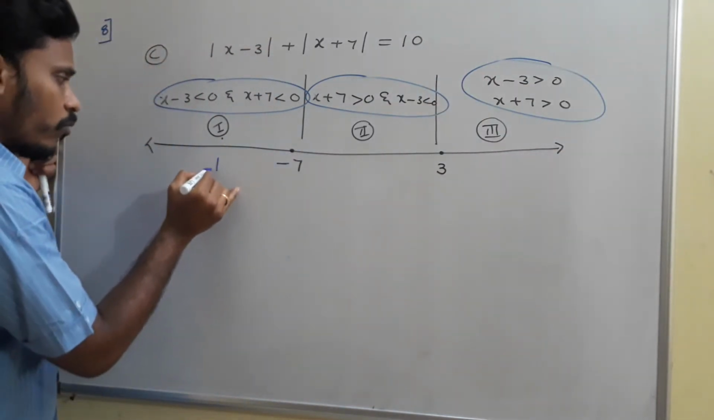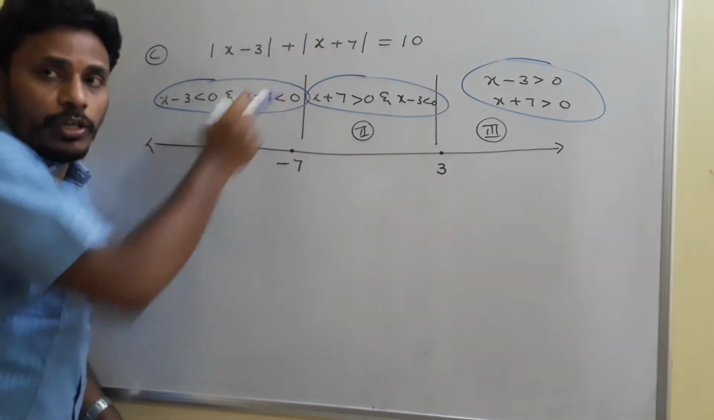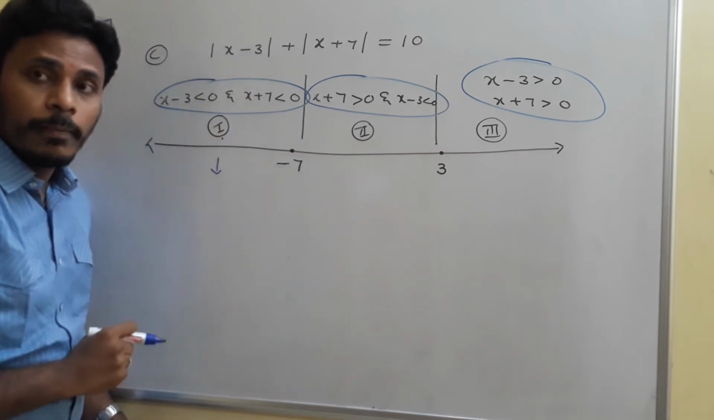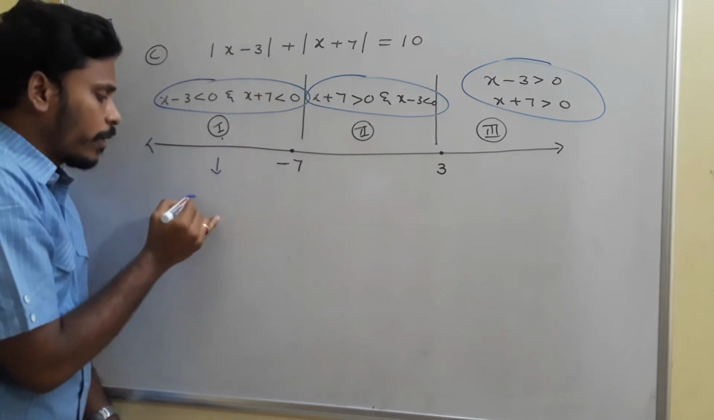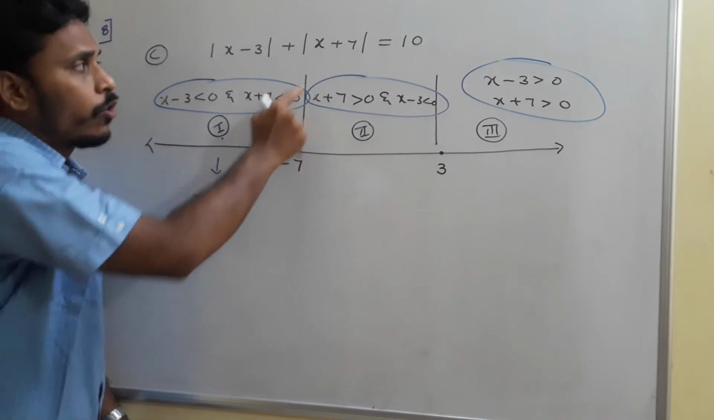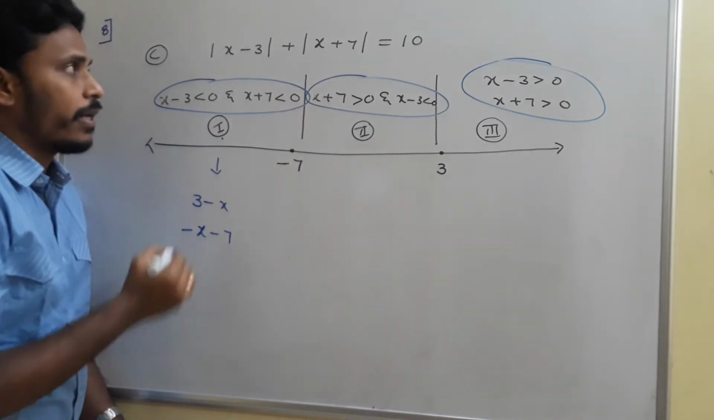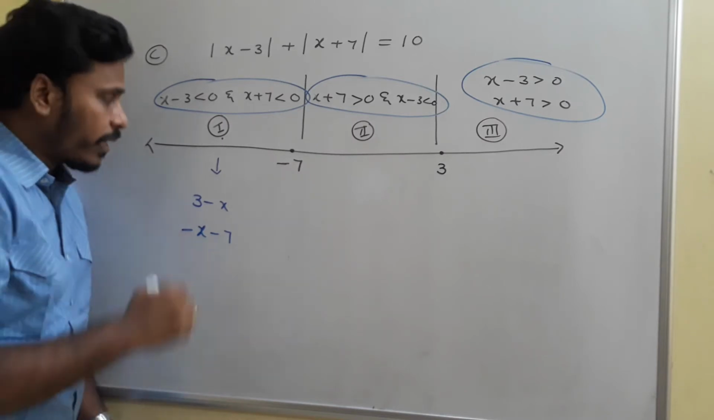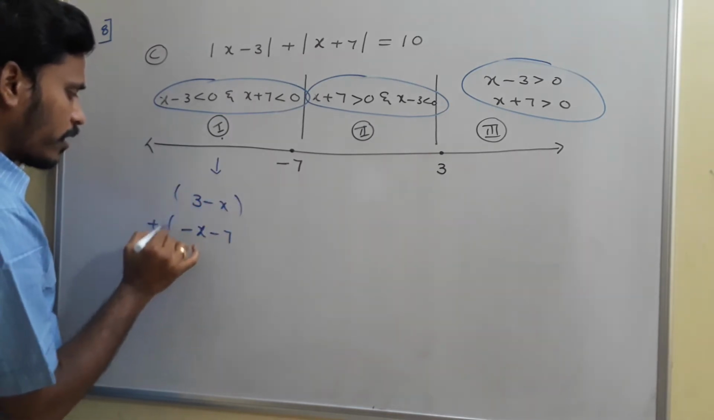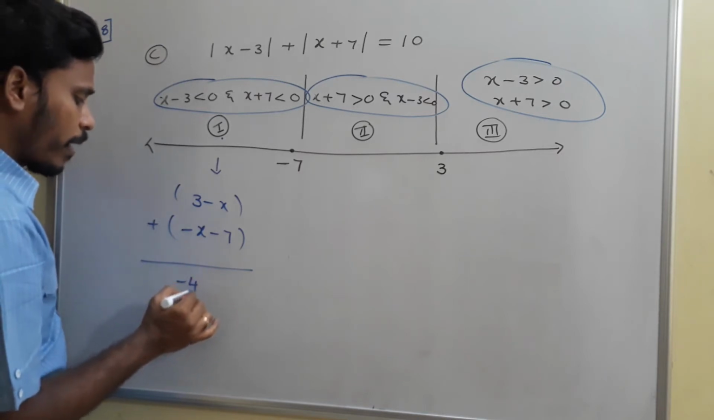Now to think about the problem in case 1, since both are negative, just remove the modulus. How can I remove it? Since x minus 3 is negative, I need to multiply with a minus sign. So this x minus 3 will become 3 minus x. And x plus 7 is also negative, so it will become minus x minus 7. Then we need to add these two: 3 minus x plus minus x minus 7. If you add, what will happen? 3 minus 7 is minus 4.